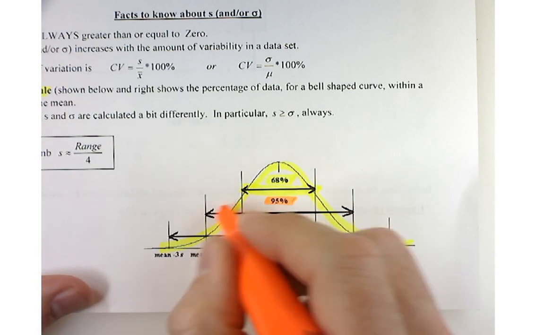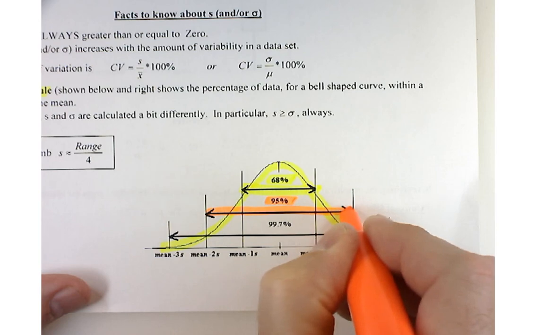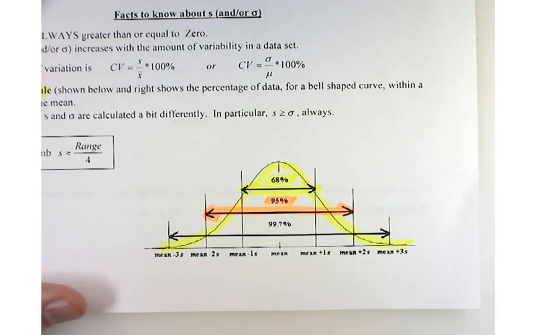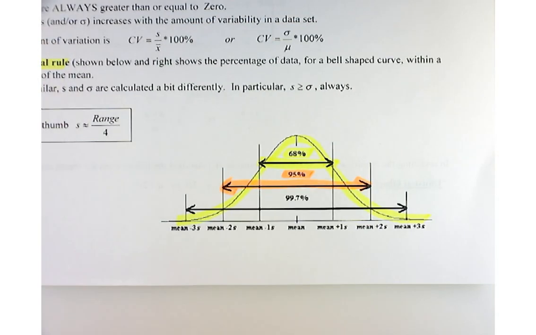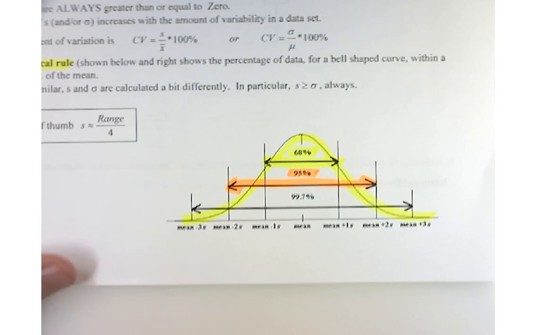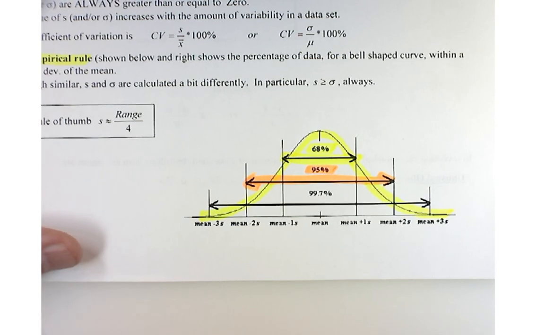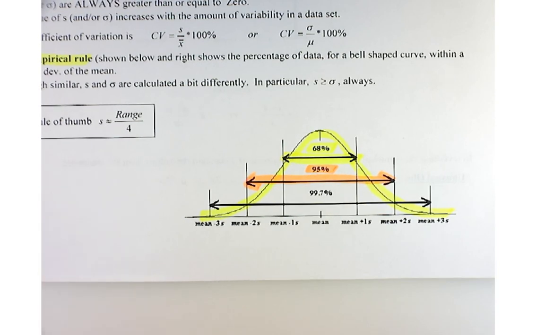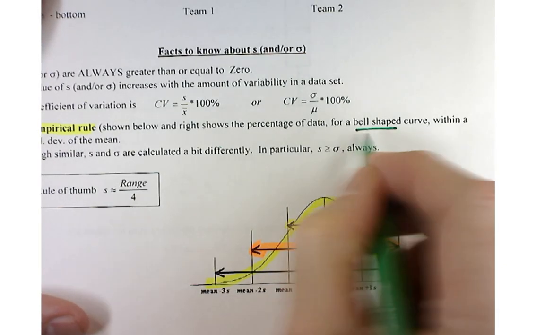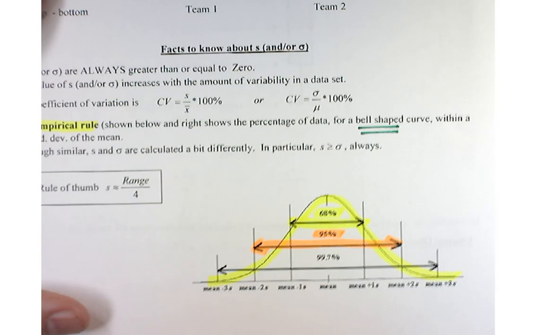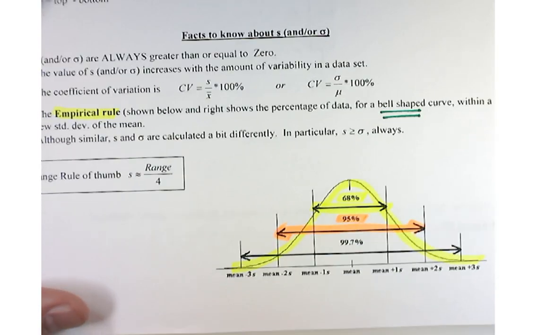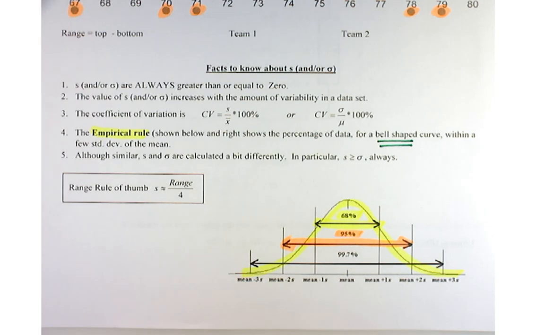If you move out to 2 standard deviations away from the mean, wow. Now you've got 95% of your data within 2 standard deviations away from the mean. The thing about the empirical rule is that you're assuming that your data has a bell-shaped curve. So let's kind of underline that a little bit for ourselves in our notes. Bell-shaped curve, normally distributed data, etc. So that's a requirement of the empirical rule.